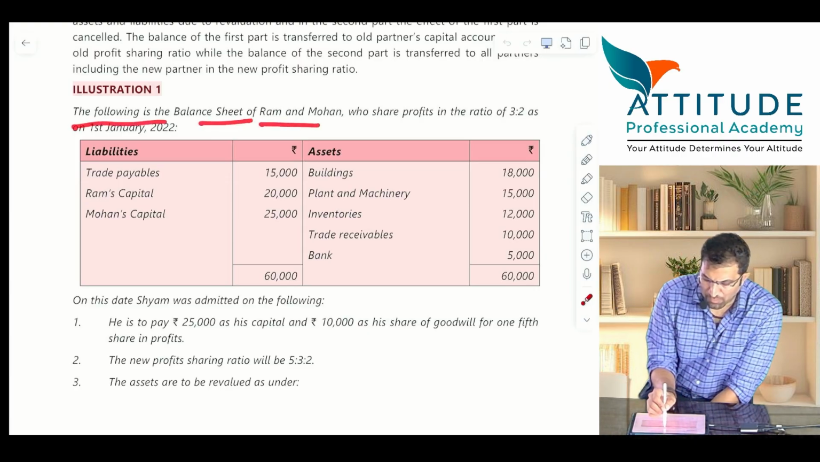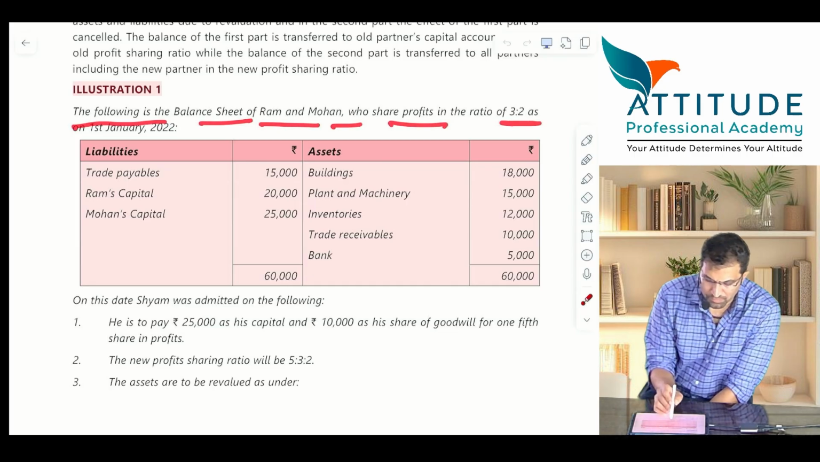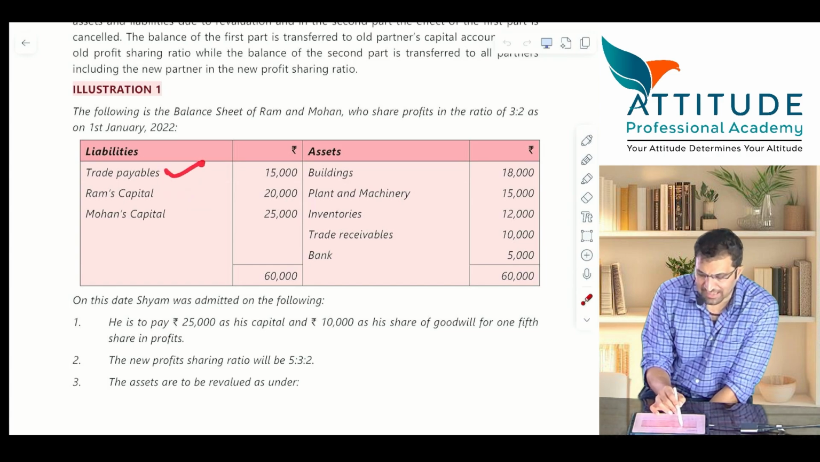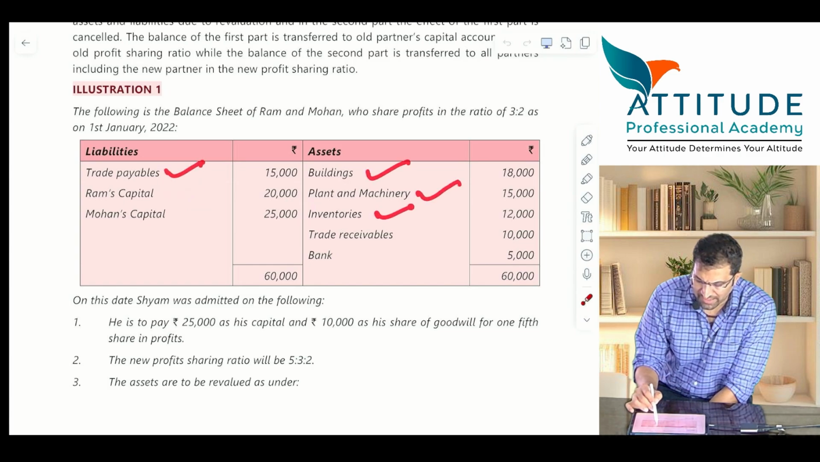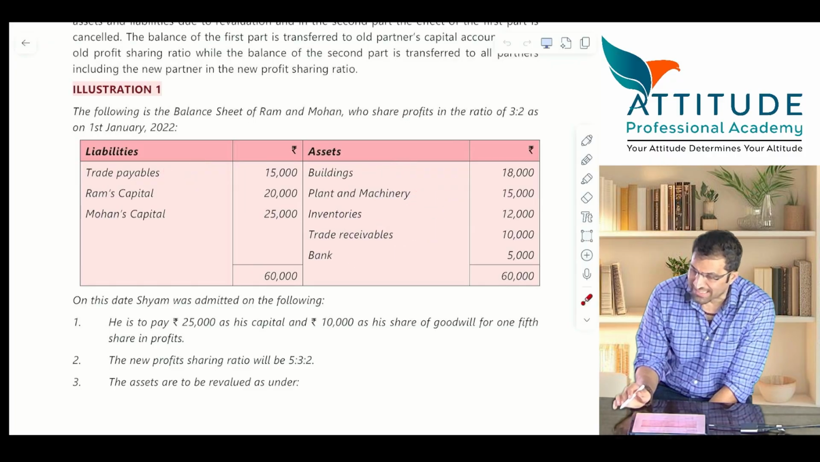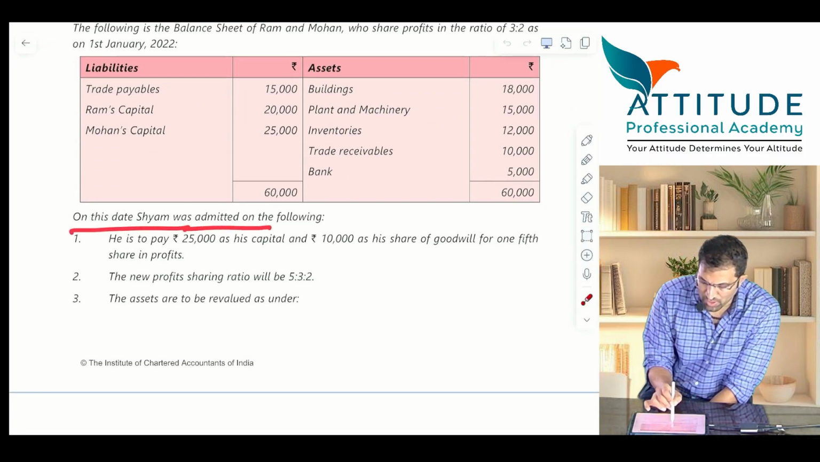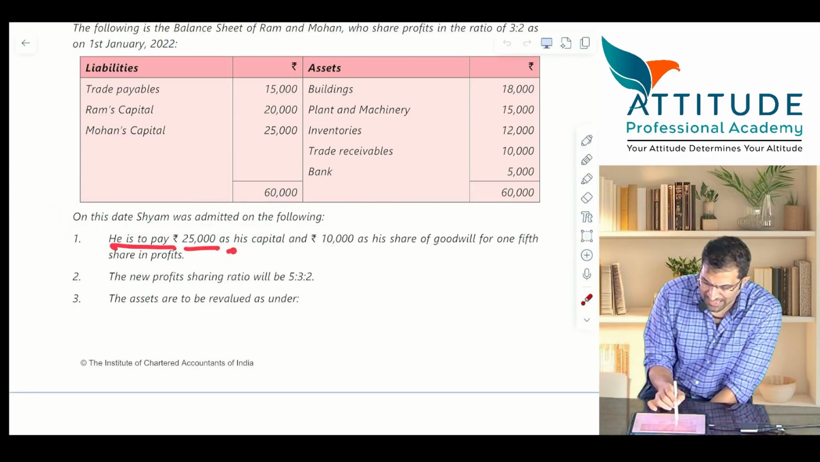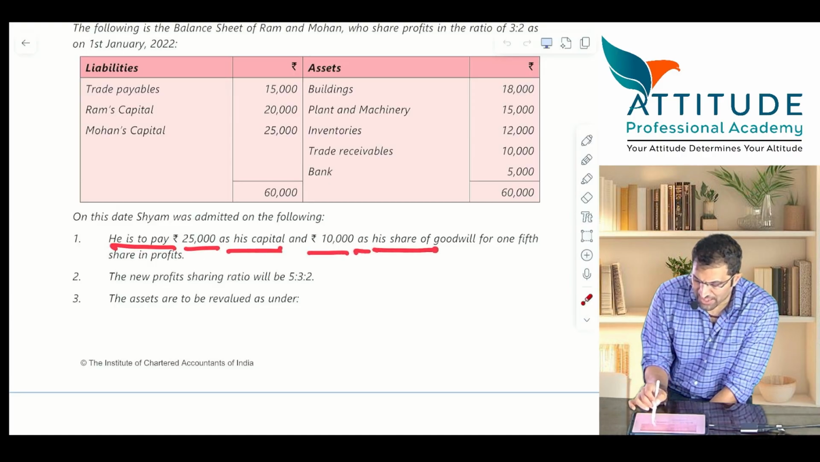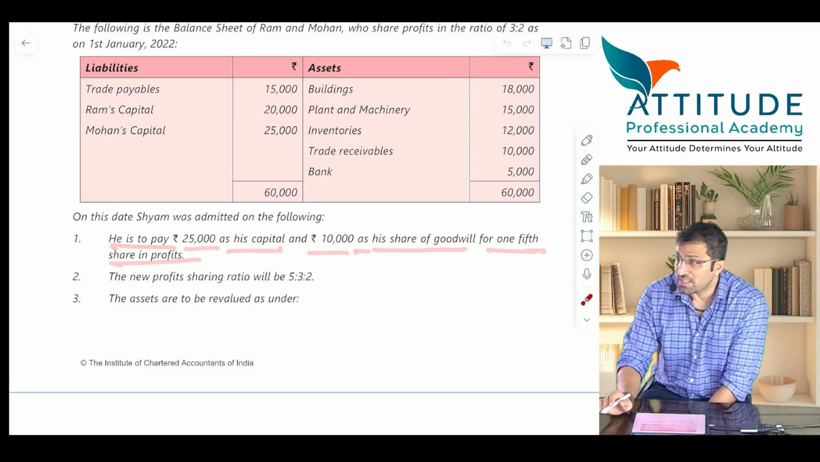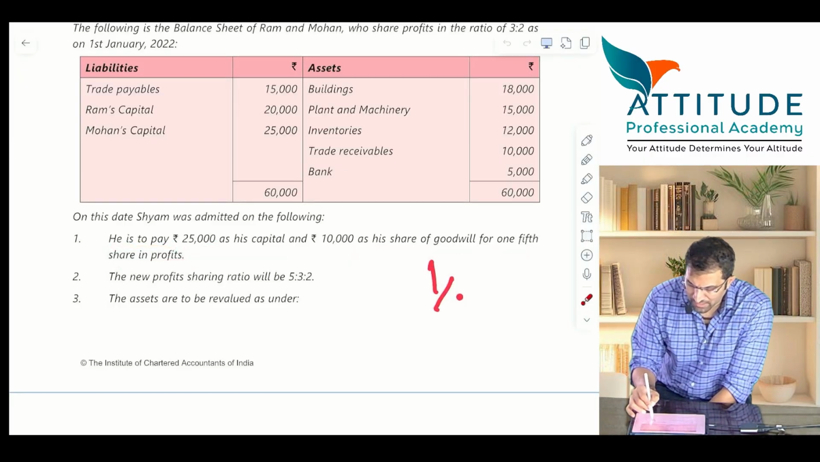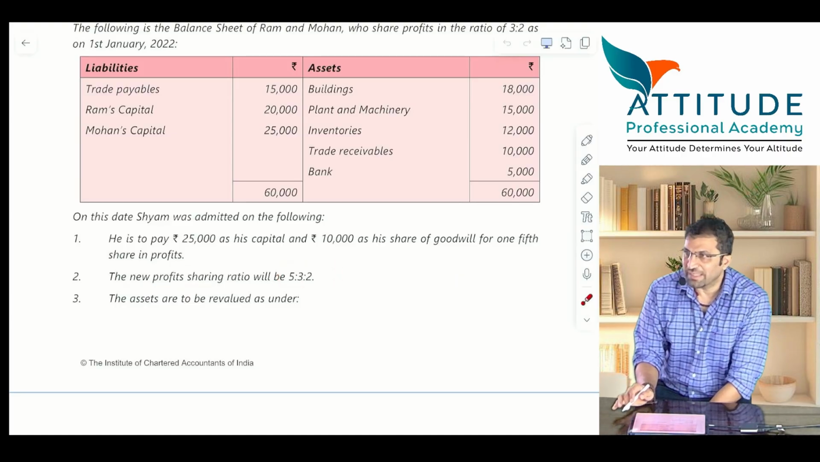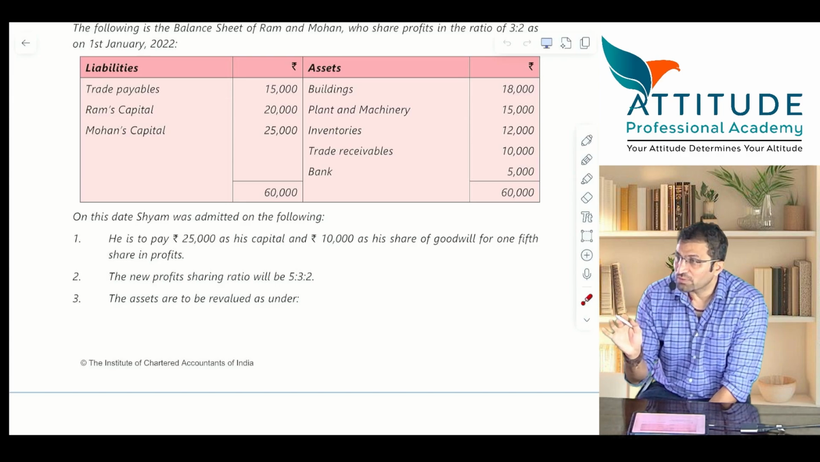Following is the balance sheet of Ram and Mohan, who share the profits and losses in the ratio of 3:2, as on 1st Jan. Ram and Mohan are old partners; trade payables, that is creditors, building, plant and machinery, inventory, trade receivables and bank are your assets. On this day, Sham was admitted on the following terms. So Sham is a new partner. He is to pay 25,000 as his capital and 10,000 as his share of goodwill for 1/5 share in the profits. So how much is he getting? 1/5. Next, the new profit sharing ratio given is 5:3:2. It means that you can easily find out the sacrifice ratio.